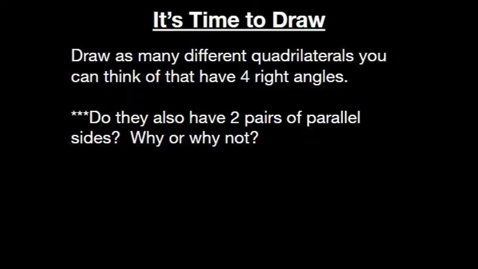We are moving on to our next category of shapes. This is a challenge. Are you ready? Draw as many different quadrilaterals as you can think of that have four right angles. Do they also have to have two pairs of parallel sides? Why or why not? You'll find out if you start to try to draw them.